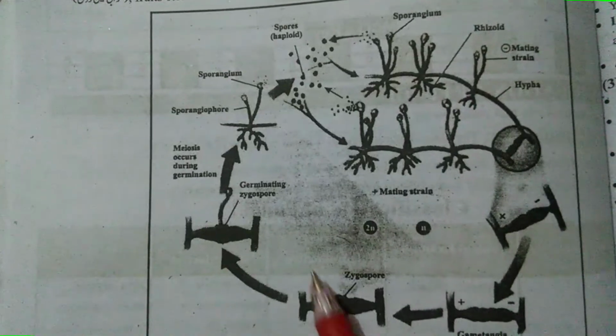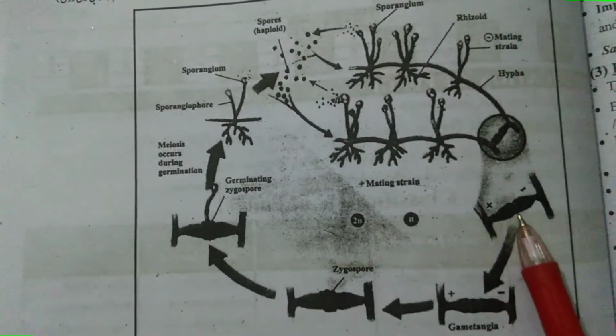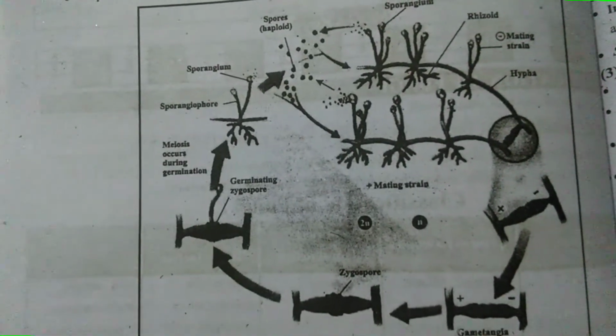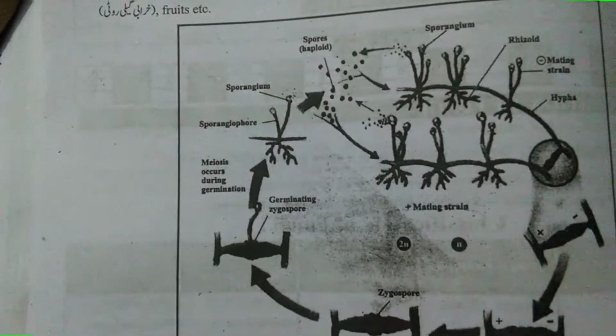This is the life cycle of the group Zygomycota. Here you can see the conjugation process also. That's why they are called the conjugating fungi. And on the basis of the zygospores produced inside it, this group is called Zygomycota.